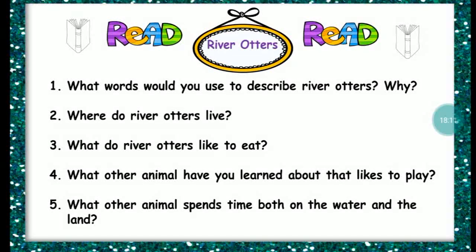What other animals spend time both on water and on land? I think chimps. Sorry, let me take that again, please. What other animals have you learned that like to play? Oh, sorry, I read that wrong. That's chimp. Chimps like to play. Then what other animals spend time on both water and land? I think that answer is puffins. Yeah, puffins spend time on both water and land.